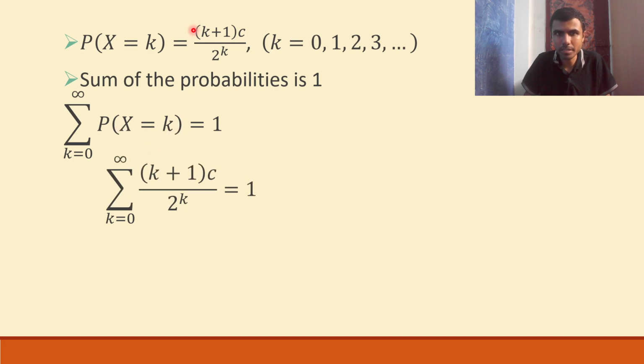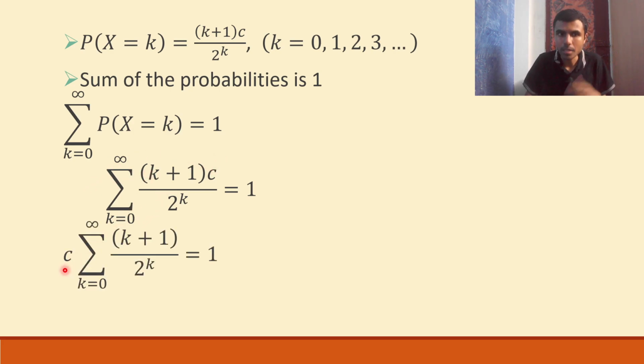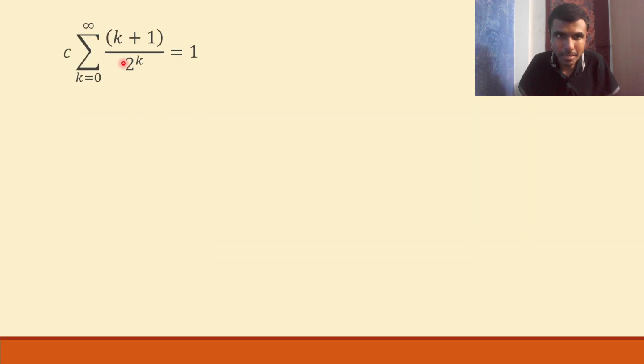Now, what is P of X equal to k? It's (k plus 1) into C by 2 power k. So that's what I just wrote. Now C is not a part of sigma. See here, sigma k runs from 0 to infinity. That means sigma is for k, not for C. So C you can put outside the sigma. So C into sigma k runs from 0 to infinity, (k plus 1) by 2 power k. The same thing, just written in the next slide.